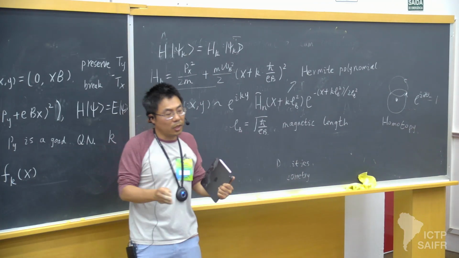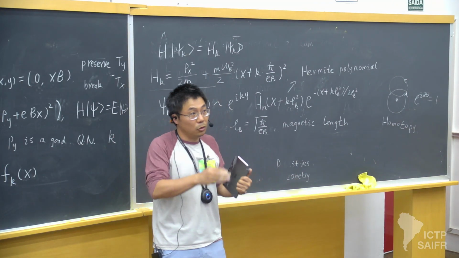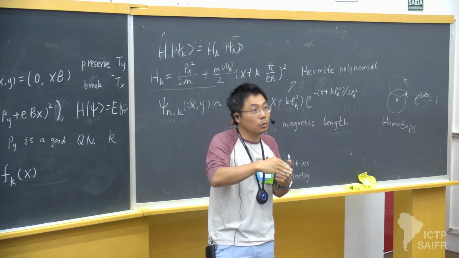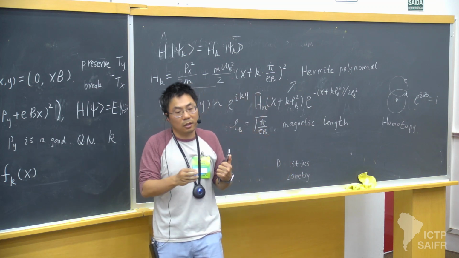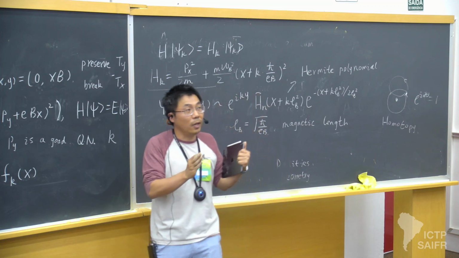So when you want to compute observables, you should pay extra attention to those degenerate states. After taking care of that, you will get gauge invariant observables.